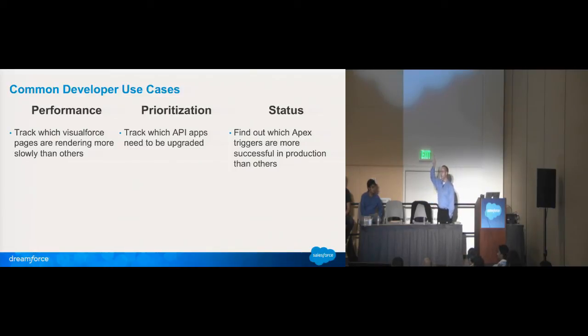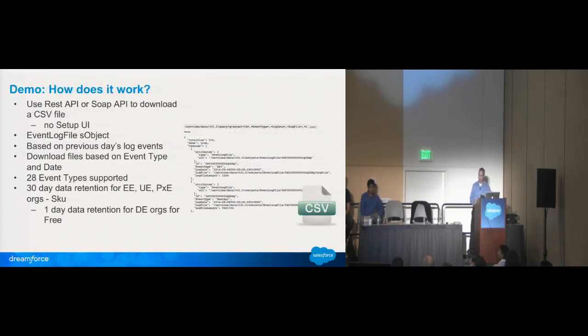Right, prioritization is important. We need to understand the scope of what people are doing in our org. Or status: tell me what's happening with my batch Apex. All right, so how does this work?